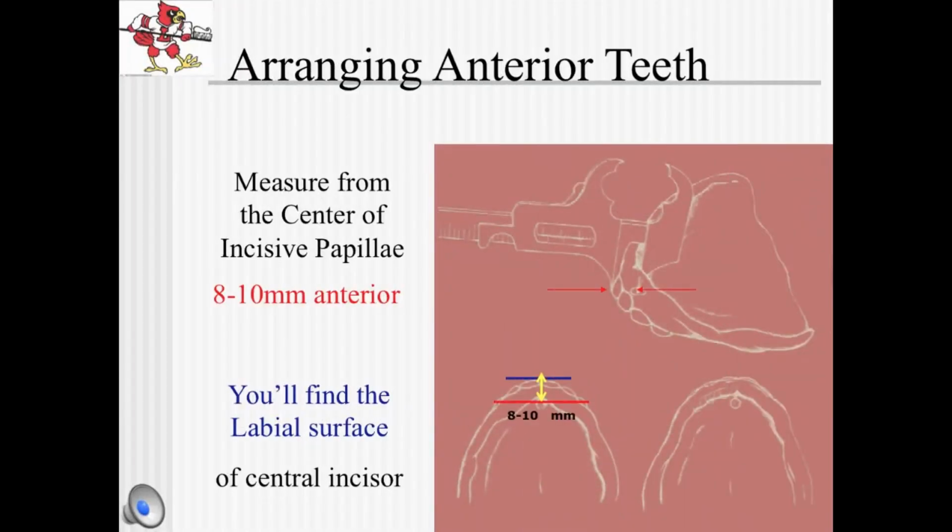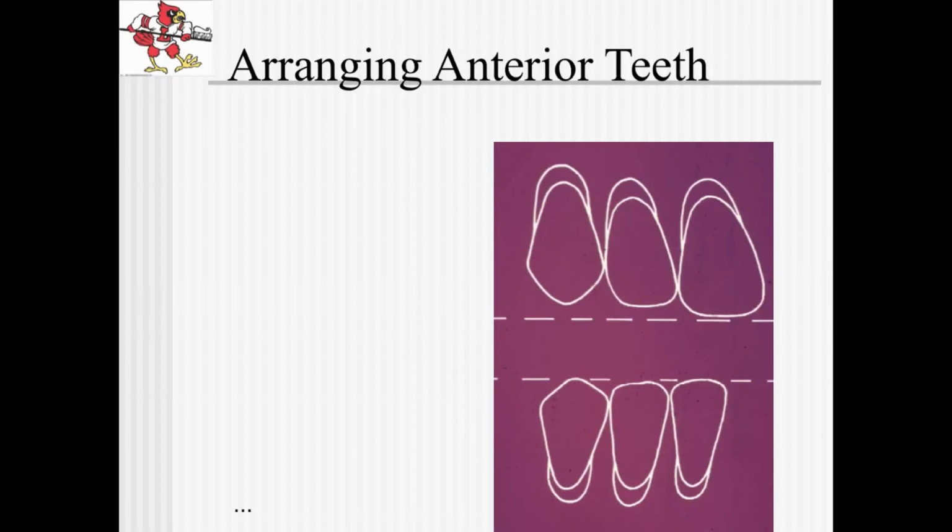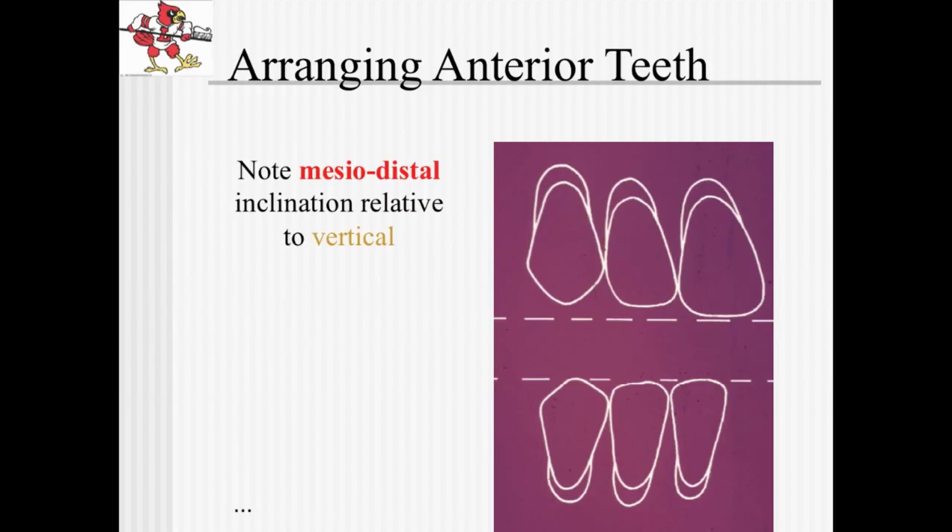A study has shown that on an average, the labial surface of the maxillary incisors is 8 to 10 millimeters anterior to the middle of the incisive papilla. You must keep this in mind when setting the anterior teeth. In arranging the anterior teeth, as you set each tooth, you must note the mesial-distal inclination relative to a vertical drawn to the plane of occlusion. You must note the placement of the incisal edge on the plane of occlusion also.